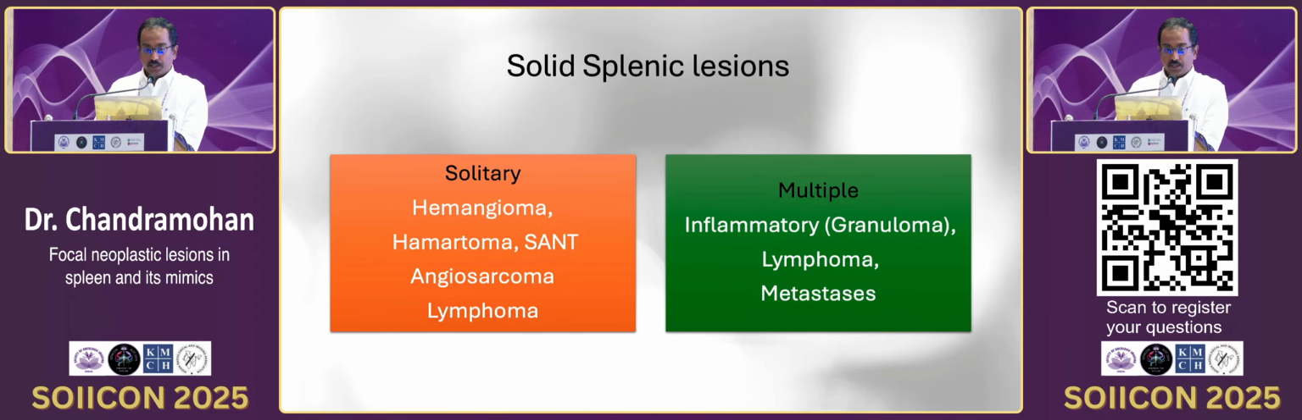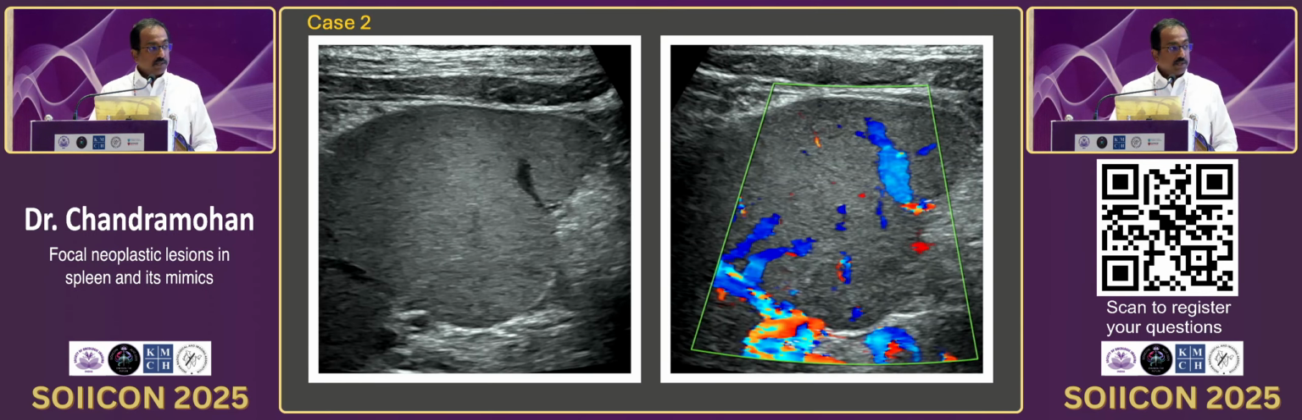Now we'll go to solid lesions. This is a patient with CA rectum, where the MRI, during staging evaluation, picked up a splenic lesion. I'll show you the ultrasound first, where we can see a solid lesion which is similar echogenicity to the rest of the spleen. There is just displacement of vessels, there is no increased vascularity within the lesion.